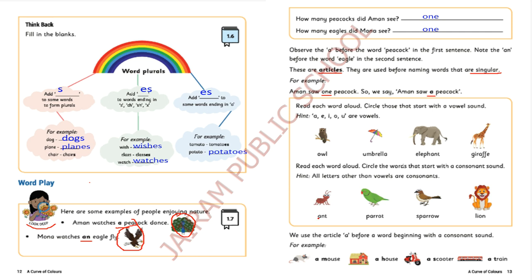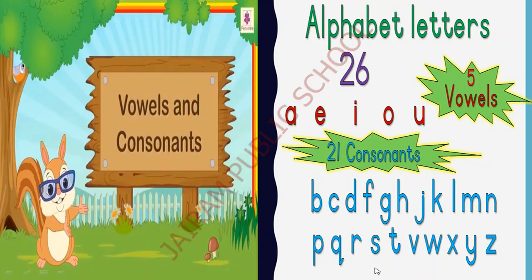Before starting this activity, let's revise the vowels and consonants. What are the vowels? How many alphabet letters are there? Totally 26 letters are there. In these 26 letters, totally 5 vowels are there. How many vowels? 5 vowels.